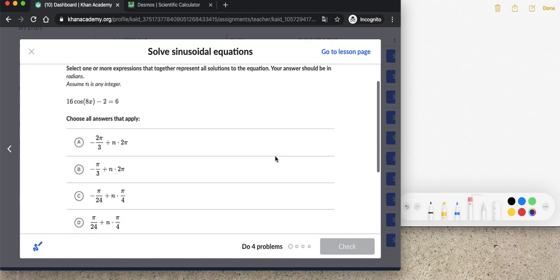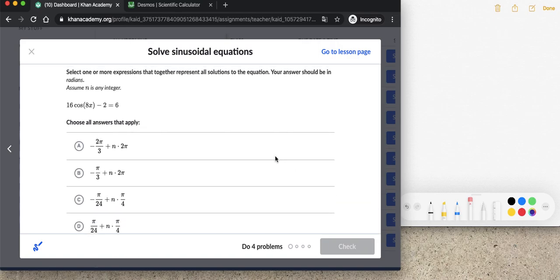So here I have a sinusoidal equation. It says select one or more of the expressions that together represents all the solutions. So this is the new stuff we're learning this week. So if you weren't in our office hours, you might want to go back and watch that or just keep going on this video. You can also always click right here at go to lesson page.